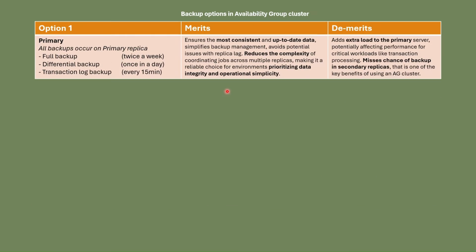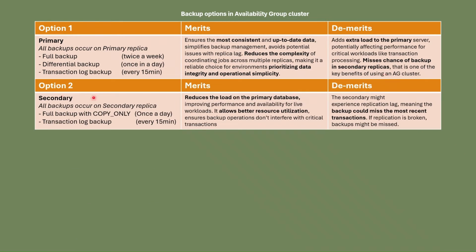First option is taking all backups from primary only, like taking full backup twice a week, differential backup once a day, and every 15 minutes transaction log backup. Good point of this, of course, simplicity. Also, backups include up-to-date data without lagging in replicas, right? The demerits of this, of course, high load in primary. Taking backup increases I/O operations and also can increase CPU utilization. In this case, you lose a chance of using secondary replica, which is one of the main benefits of availability group cluster.